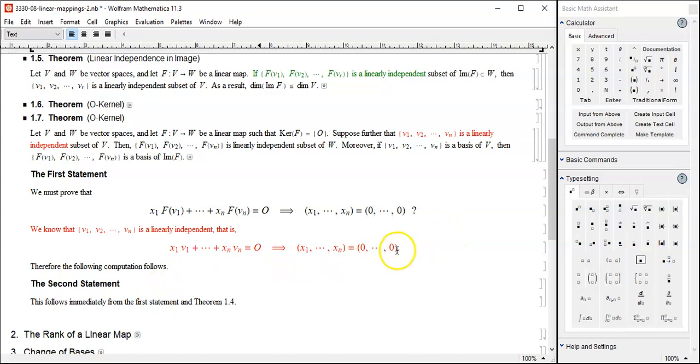Okay. We know that v1 through vn form a linearly independent set. So if we have a linear combination that adds up to the zero vector, then all coefficients are zero. We know that. And this is what we want to prove: if a linear combination of f of v1 through f of vn adds up to the zero vector, does it mean all the coefficients equal zero? That's what we want to prove. So let's work on that.